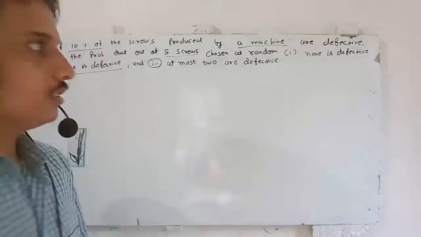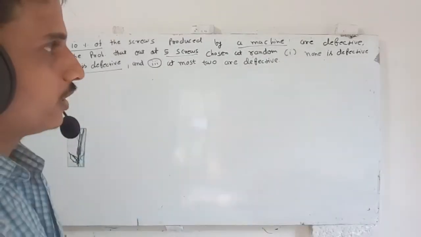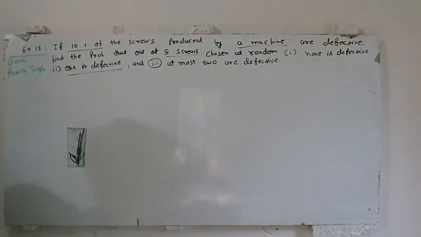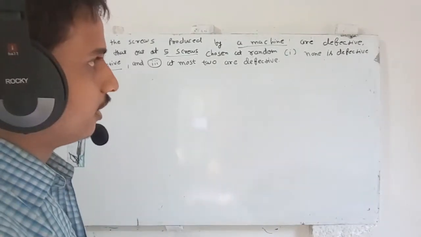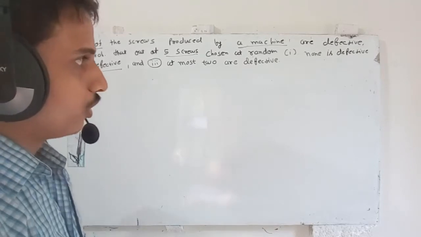So the question says, if 10% of the screws produced by a machine are defective, find the probability that out of 5 screws chosen at random, none is defective, 1 is defective and at most 2 are defective.